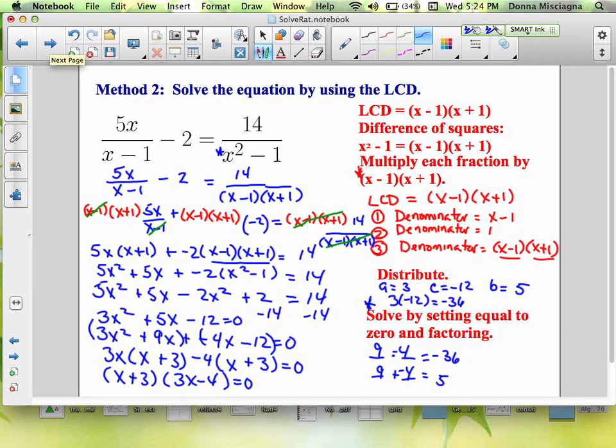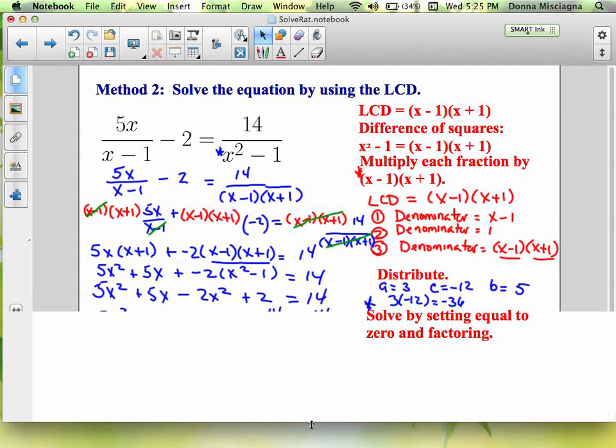Oh, I'm starting to run out of space. I just need a little bit of space. I wonder if I could. There we go.